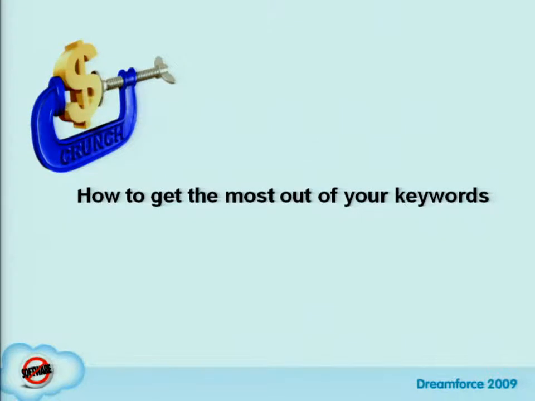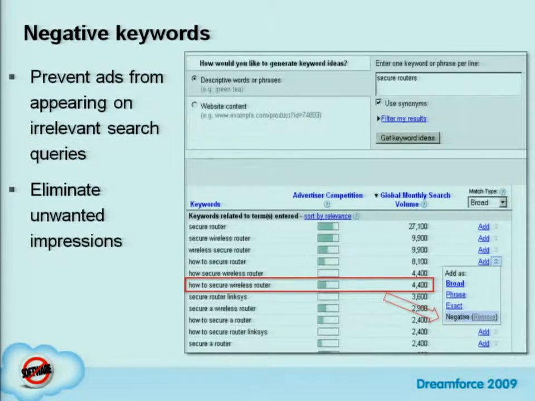But how do you get the most out of your keywords? Building an AdWords account isn't just about how many keywords you get. It's about what you do with the keywords that you have. One great thing you can do is come up with negative keywords. Negative keywords are terms that you do not want your ads to show up for.